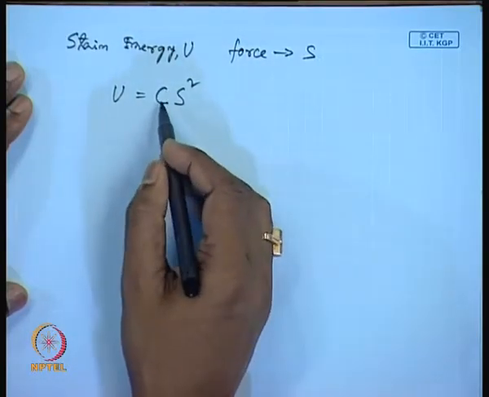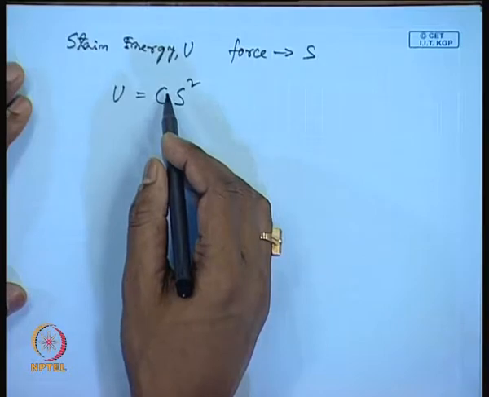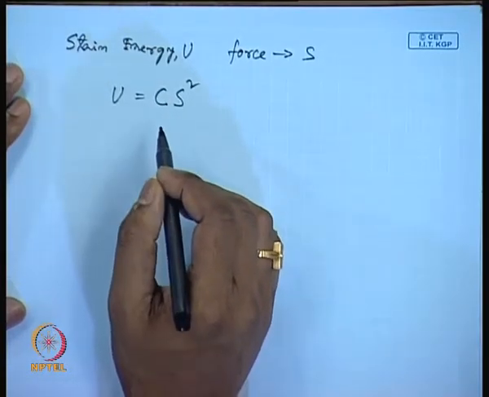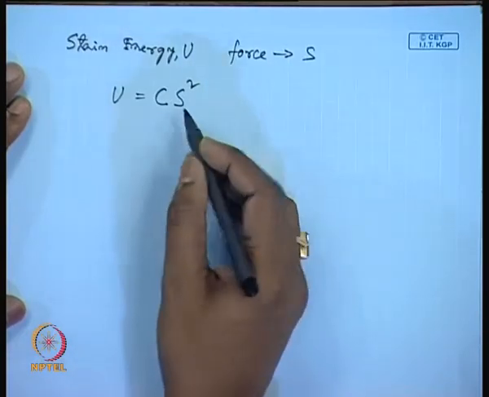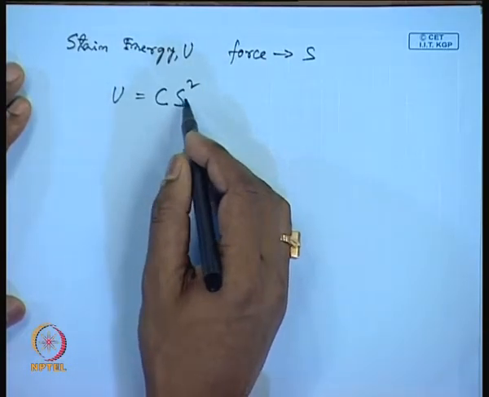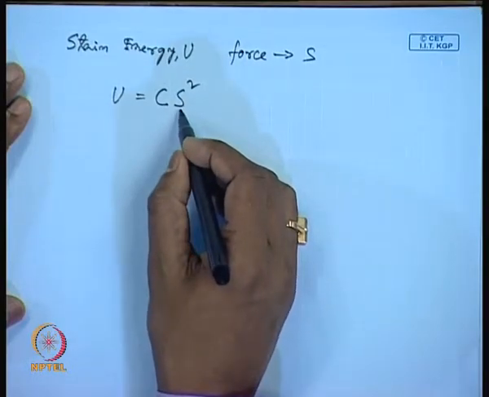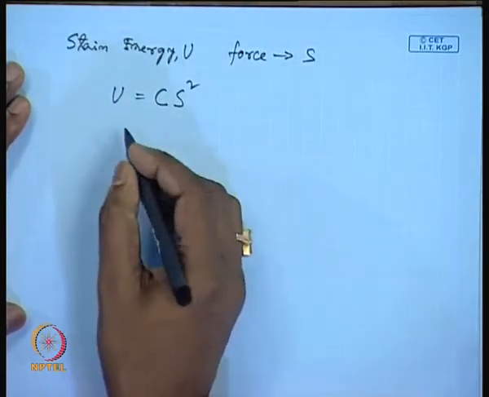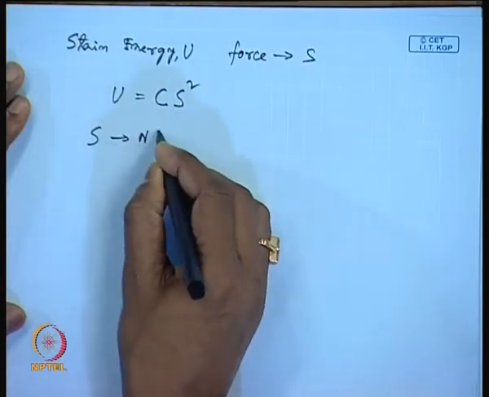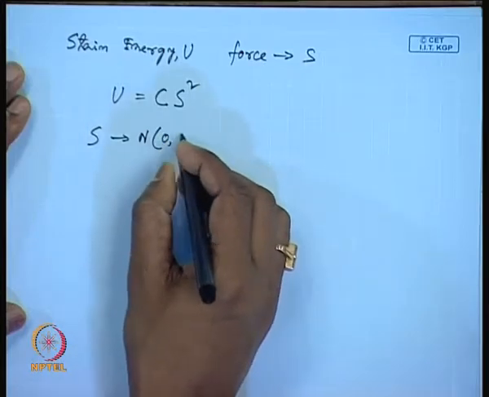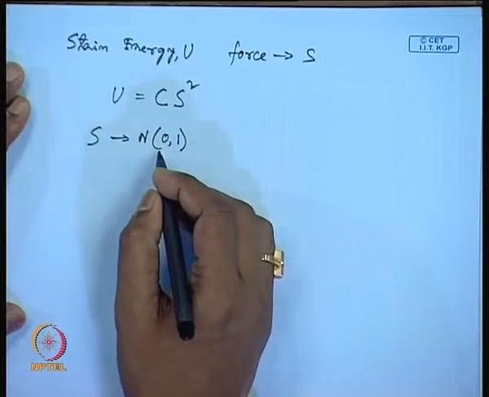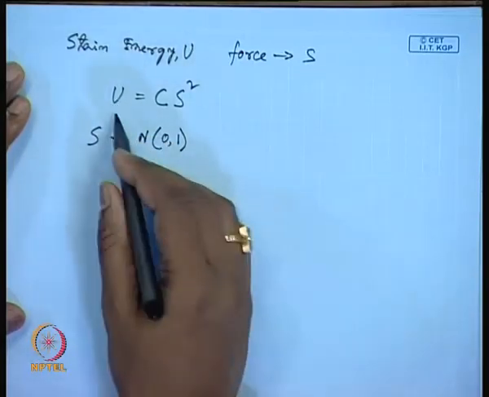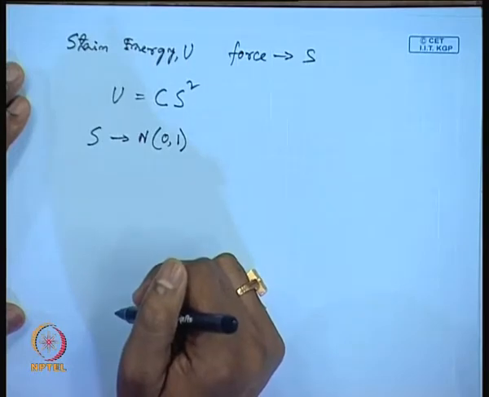Now, this constant is related to the property of that bar, say its length, its cross sectional area, its modulus of elasticity and all. If we know the probability distribution of S, can we calculate U? That is what we have seen just now, and that we will see. Suppose that S has a normal distribution with mean 0 and standard deviation 1, that is, it is a standard normal variate. Then what is the distribution of U? That we will see in this example.